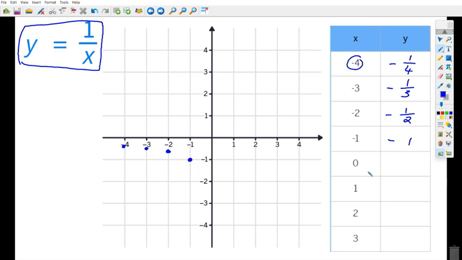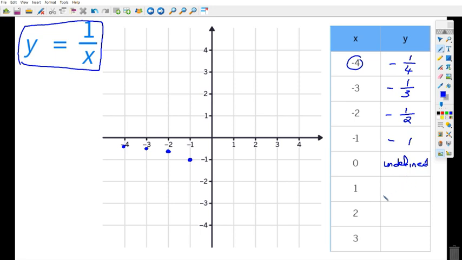And if I substitute 0 in there, your calculator is going to give you undefined. That's the new thing for hyperbolas now, an undefined value. We're going to get to that shortly.